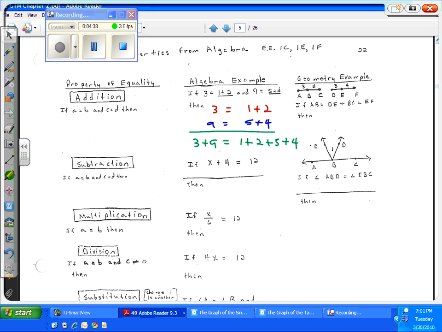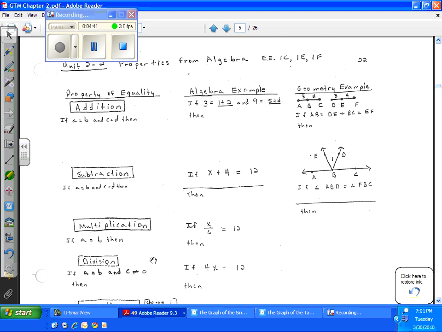Now, in a geometrical standpoint, we may not be adding numbers, we may be adding segments, or we may be adding angles. We've learned about segment addition, recall, and we've learned about angle addition. And so in the process of taking big angles and turning them into little, we could use subtraction. Or in the process of taking little segments and turning them into big, we could use addition.